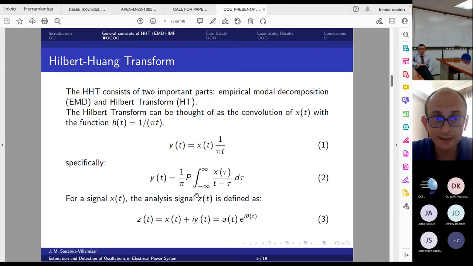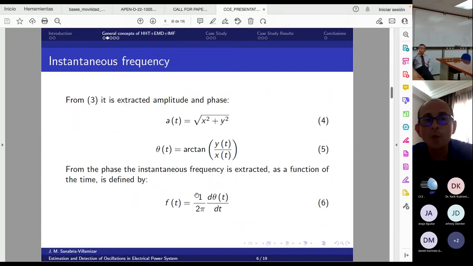The Hilbert transform can be described as the convolution of x(t) with the function h(t). It's a basic and normal convolution operation. With the Hilbert transform, it's possible to discover the magnitude and the phase of the signal, and then with this information we can calculate the instantaneous frequency of a signal. The main contribution of the Hilbert-Huang transform is the possibility to calculate the instantaneous frequency of a signal.